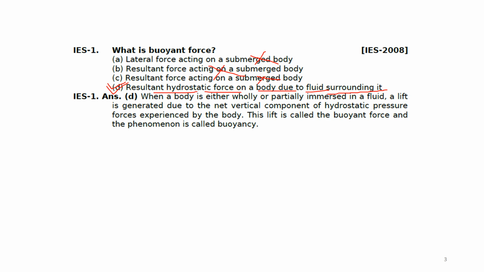Let's read the explanation. When a body is either fully or partially submerged in a fluid, a lift is generated due to the net vertical component of hydrostatic pressure force experienced by the body. This lift is called buoyancy force and the phenomenon is called buoyancy. Anything that is floating is floating due to buoyancy only, because its weight is equal to the weight of the fluid displaced. That is nothing but the buoyancy phenomenon.